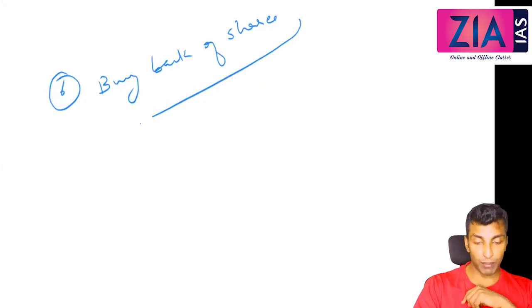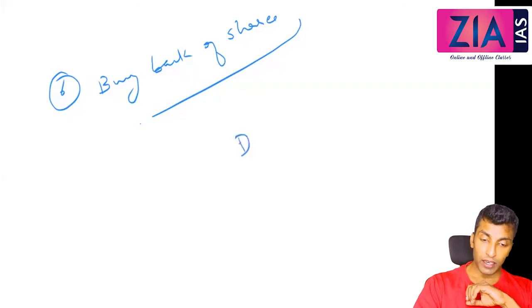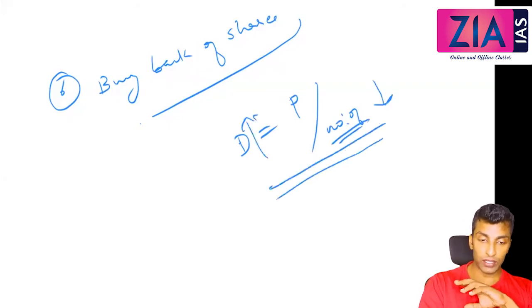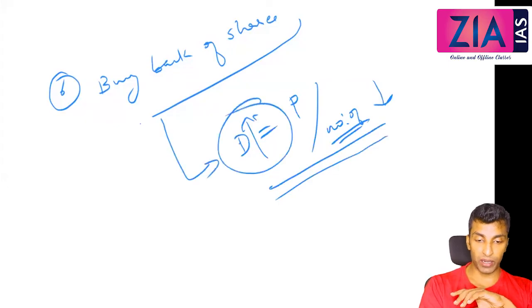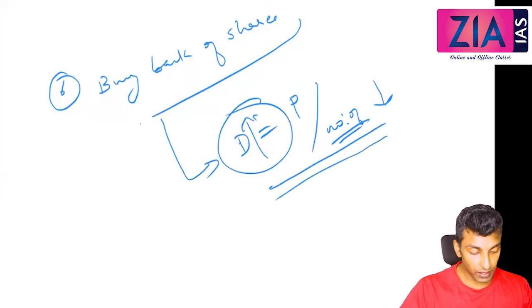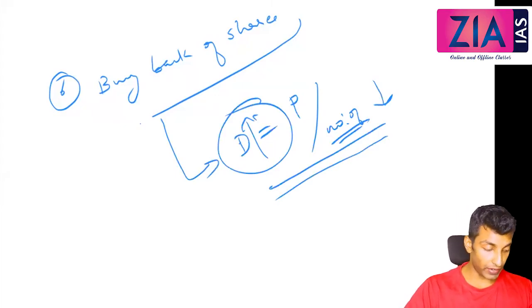So number of outstanding shares will reduce means what will happen with the dividend? Dividend is actually profit divided by number of shares, right? So number of shares will come down means the dividend will increase. So in this context, what will be the impact in dividend? Buyback of shares. The dividend will increase. Just write there, it increases the dividend per share.